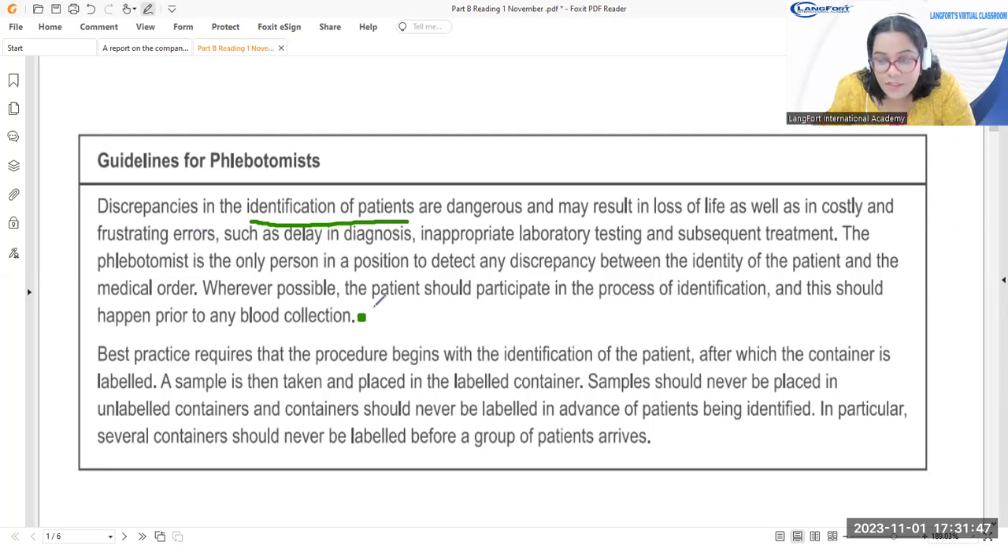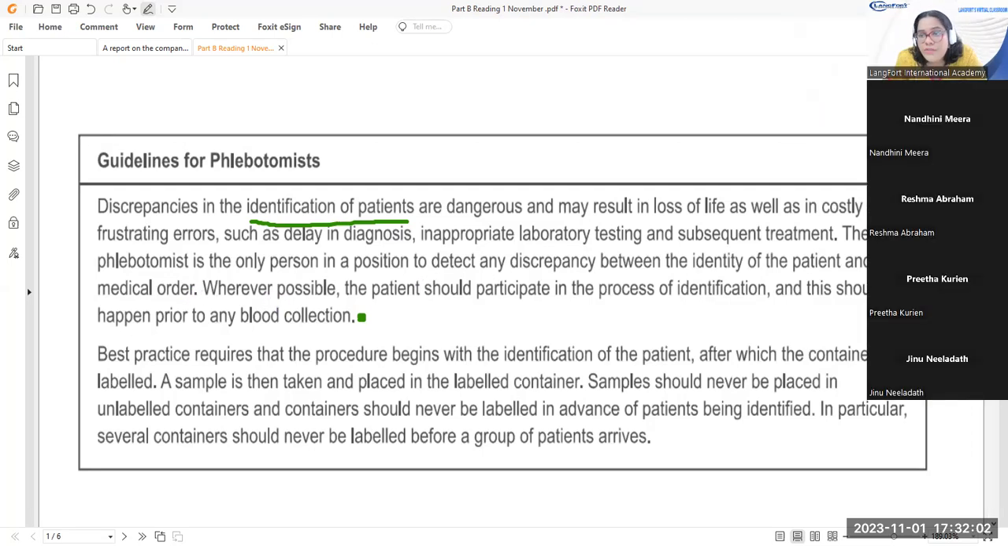Wherever possible, in whatever scenarios possible, the patient should participate in the process of identification. So in whatever situations possible, the patient should participate in the process of identifying themselves, and this should happen before collecting blood. All of you go through it, come on.